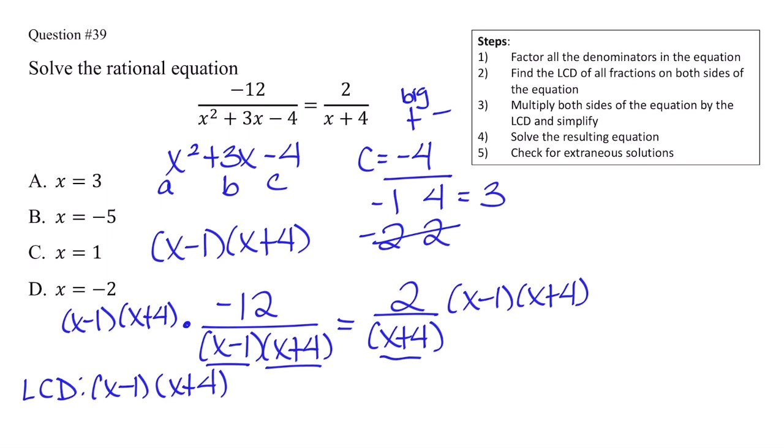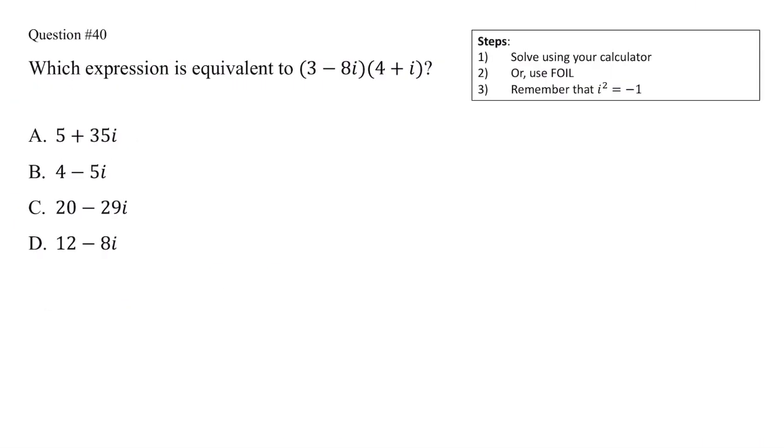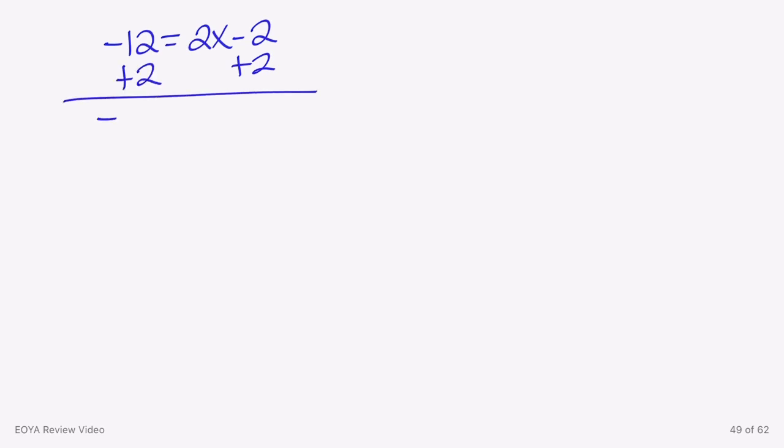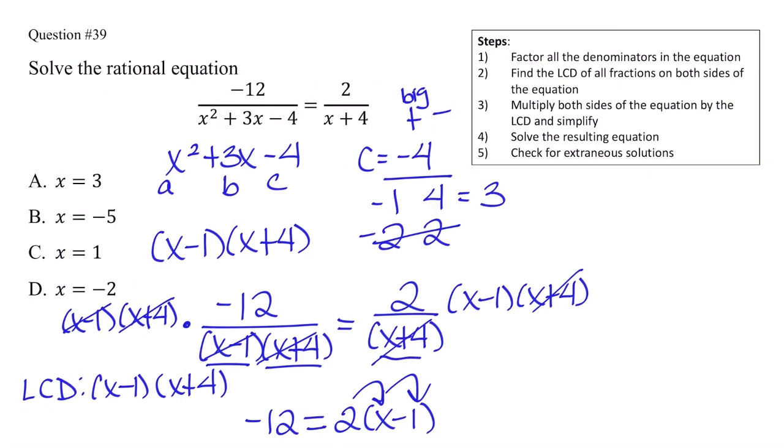So what happens is here, this will cancel, all of this cancels. So on the left side, all I have is -12, and that equals, here x plus 4 and x plus 4 cancel. I have 2 times x minus 1. So now I'm going to distribute this 2. So I have now -12 equals 2x minus 2. I'm going to add 2 to both sides. So I have -10 equals 2x. I'm going to divide both sides by 2, which gives me -5 equals x. So that is how I get the answer, which is answer B.